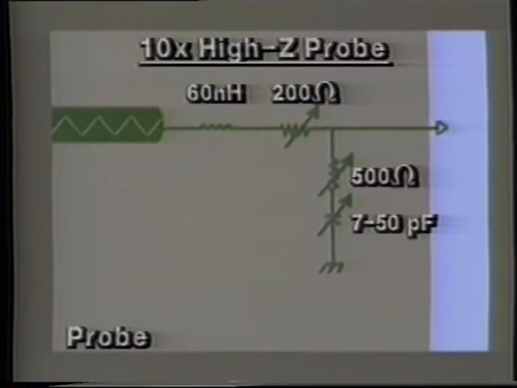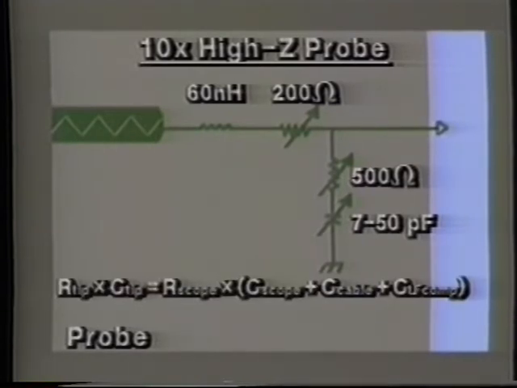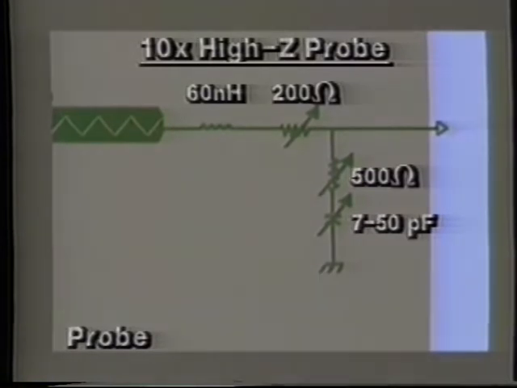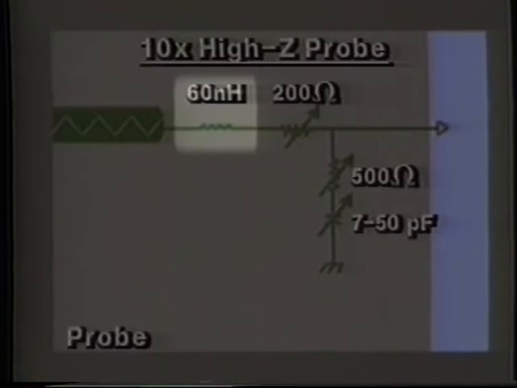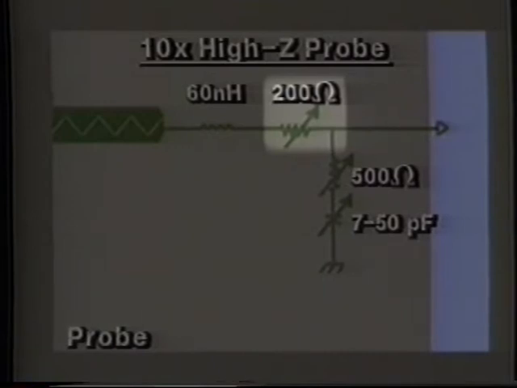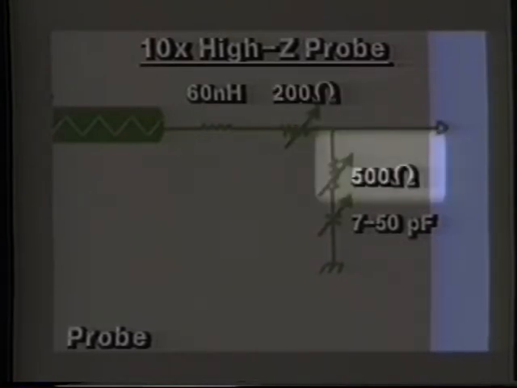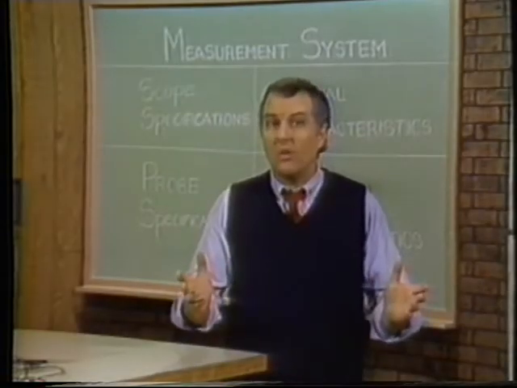LF compensation is correct when R tip times C tip equals R scope times C scope plus C cable plus C LF comp. These components help terminate the transmission line cable. The 60 nanohenry inductor provides inductive peaking, which improves rise time. The 200 ohm variable resistor provides a first-order resistive termination, which hides the scope input capacitance from the cable. This 500 ohm variable resistor, in series with C LF comp, forms a peaking circuit to adjust the probe's front corner flatness. What's the total effect?